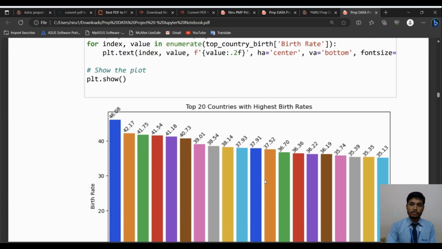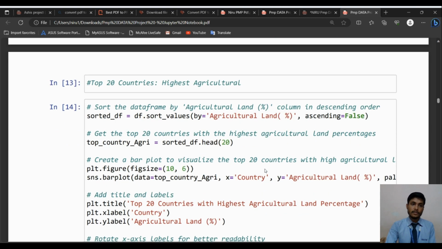Here is the percentage. First of all, 46.08%, and last 35.13%.